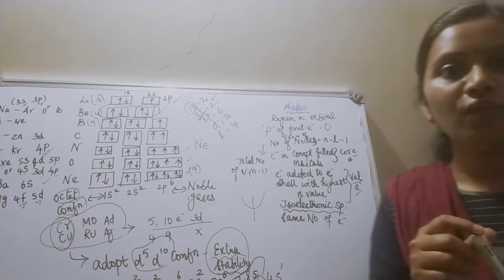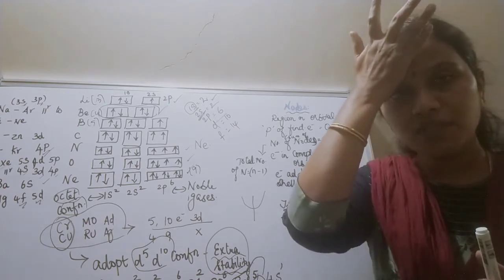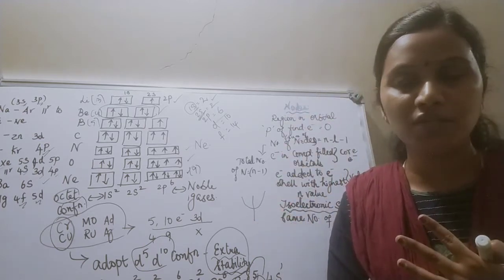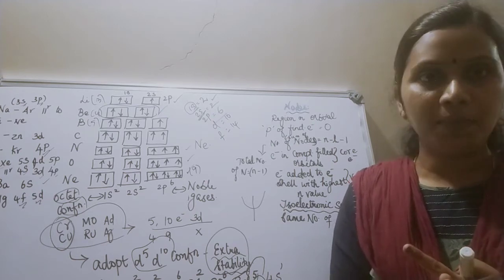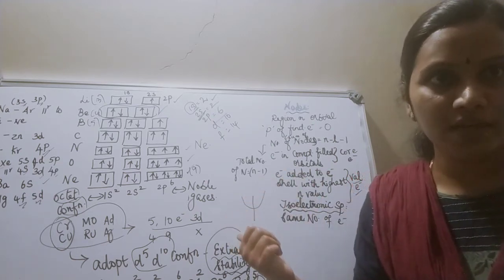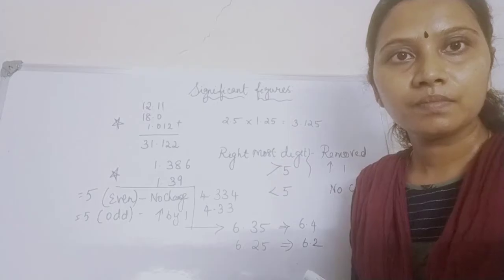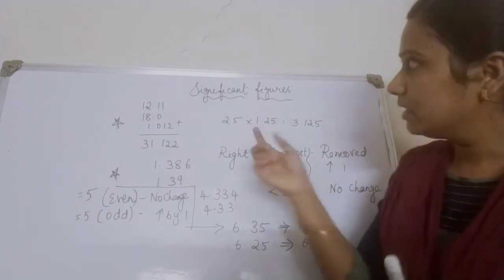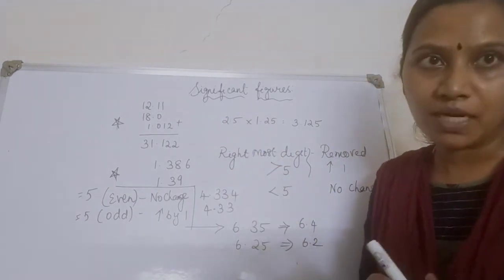And children, before winding up the session, in the live session, one of you asked a doubt regarding addition and subtraction in significant figures from chapter 1. So let me clarify that using one or two examples. Yes, children? This was a doubt raised during the live session, so I am just clarifying from chapter 1.